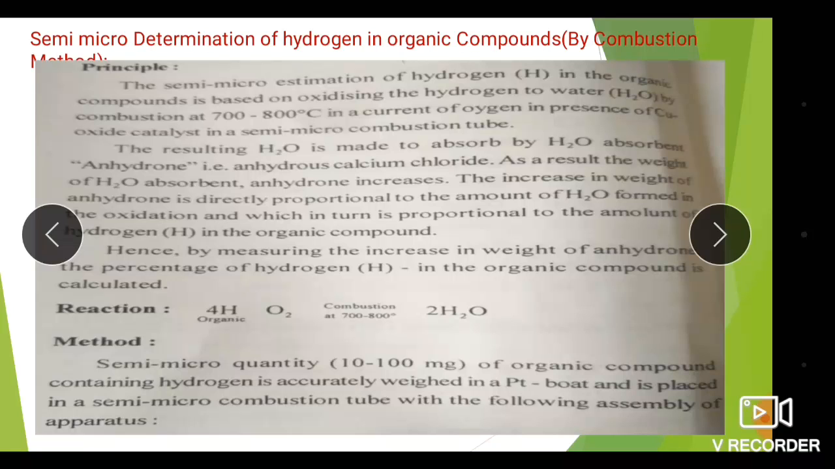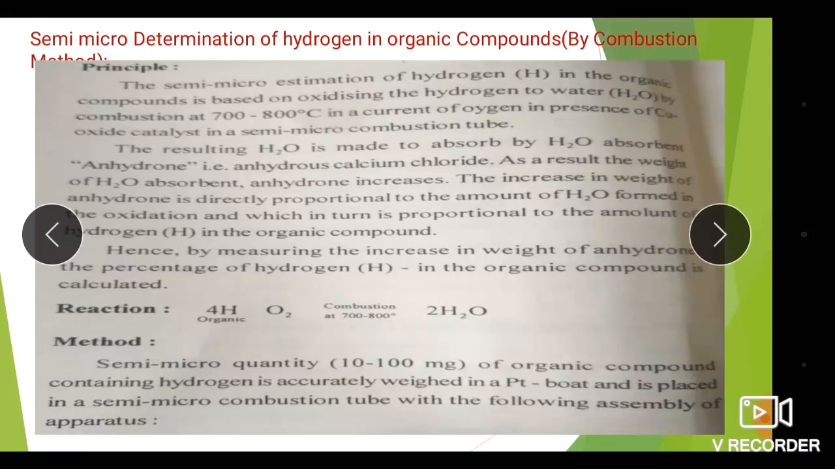The resulting H2O is absorbed by the H2O absorbent anhydrone. Anhydrone is nothing but anhydrous calcium chloride. As a result, the weight of the H2O absorbent anhydrone increases. The increase in weight of anhydrone is directly proportional to the amount of H2O formed in the oxidation, which in turn is proportional to the amount of hydrogen in the organic compound. Hence, by measuring the increase in weight of anhydrone, the percentage of hydrogen in the organic compound is calculated.